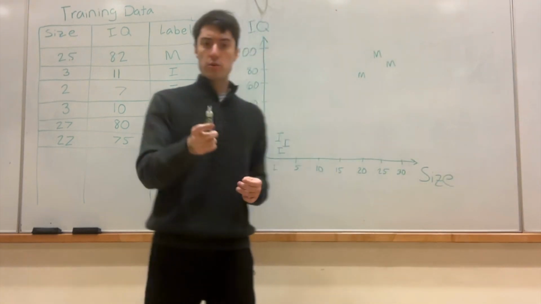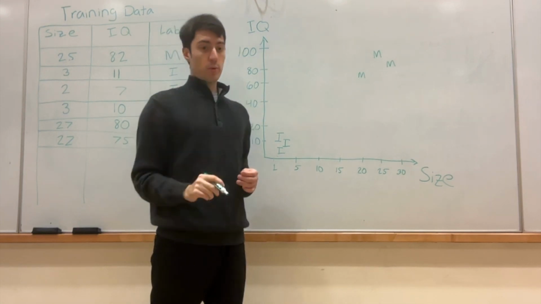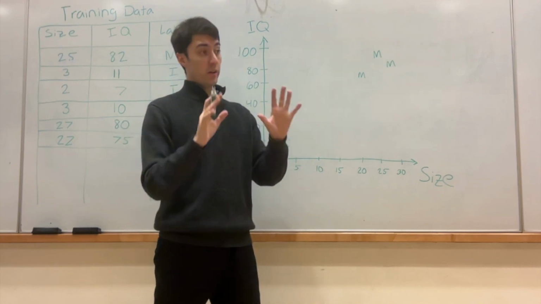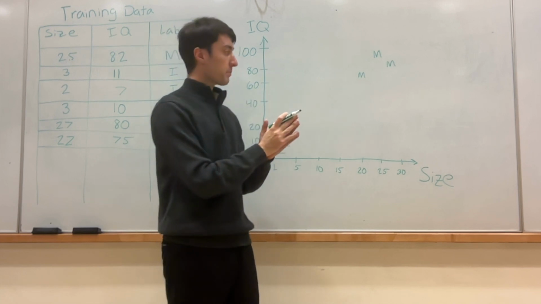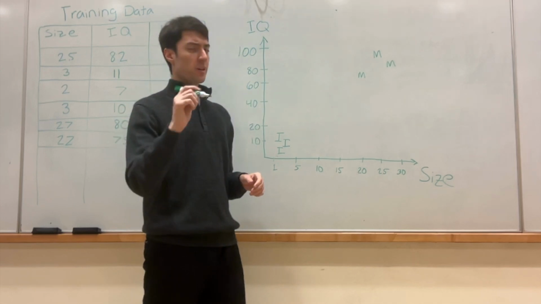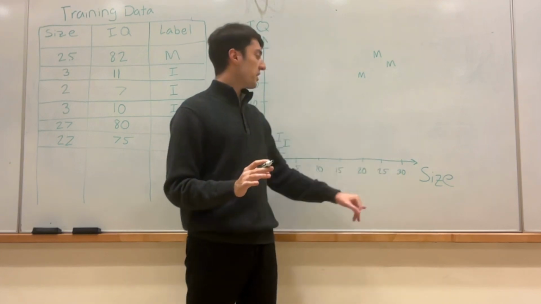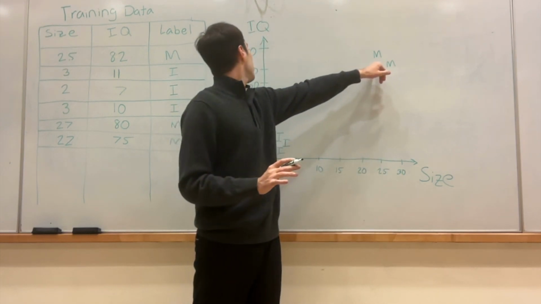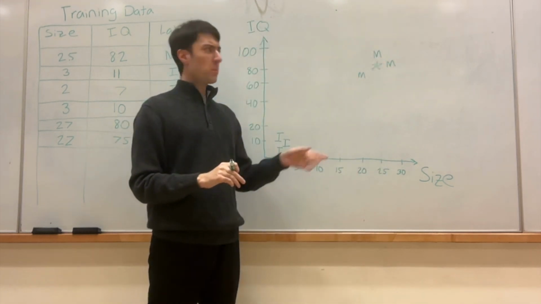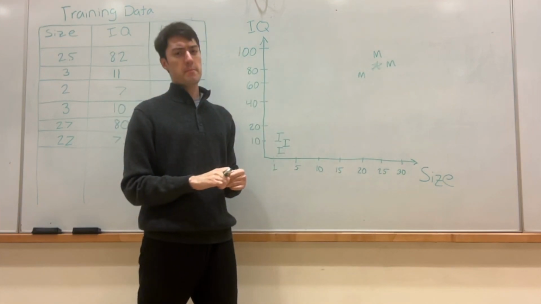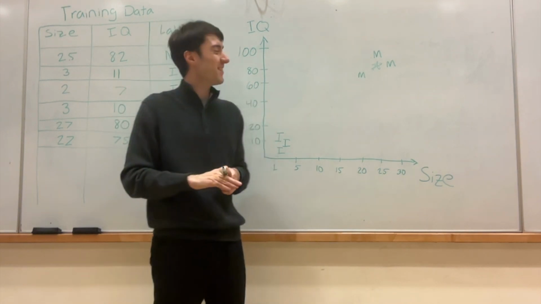Now if I give you an unknown point, and we know the different inputs for it, I'm going to tell you that for this unknown point, I don't know what it is, but it has a size of 26 and an IQ of 82. So it's right here. What do you think this star is? Do you think that's an insect? No, I don't think you do, right?